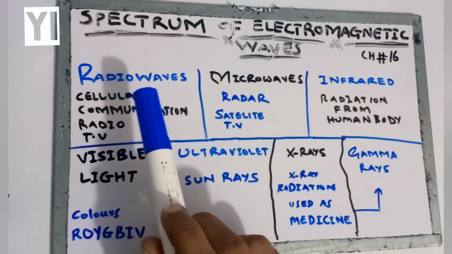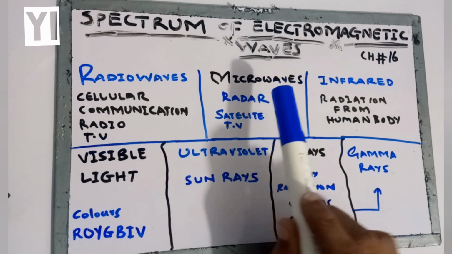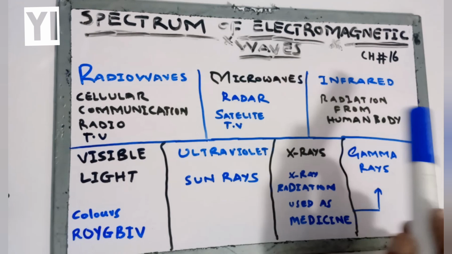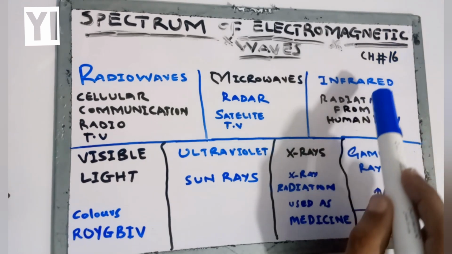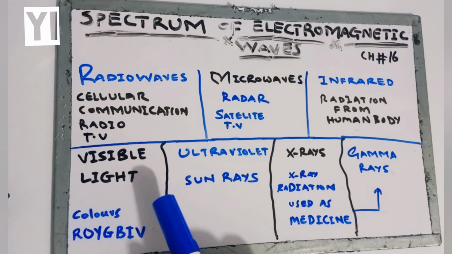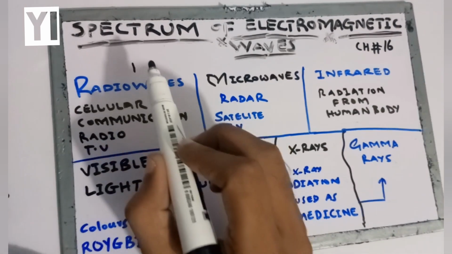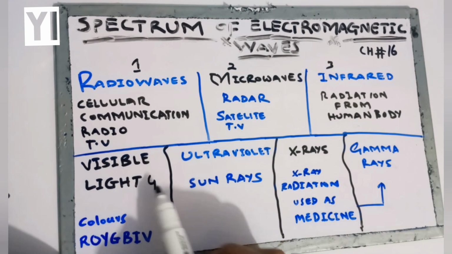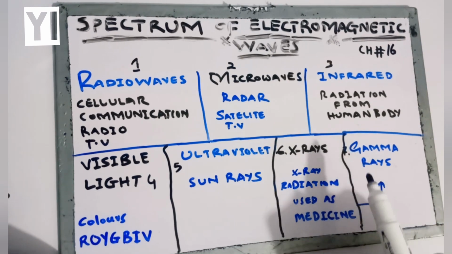So as we say, radio waves have a lower frequency than microwaves. Then microwaves have a lower frequency than infrared. So if we see from the frequency point of view, you will see that there is an increase in the frequency when we go up, like from radio to microwave, microwave to infrared, infrared to visible. Okay, let me point it. This is number 1, this is 2, 3, 4, 5, 6 and 7.